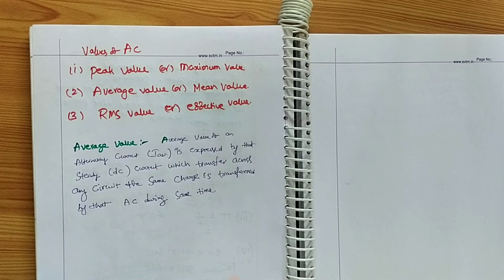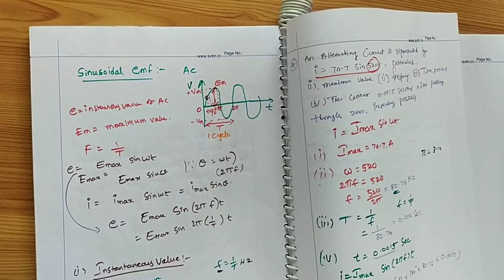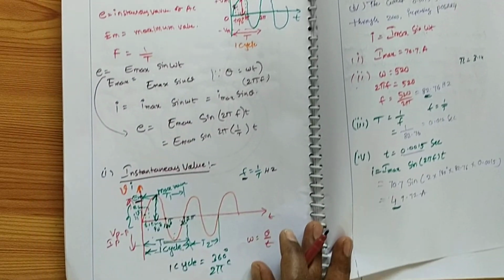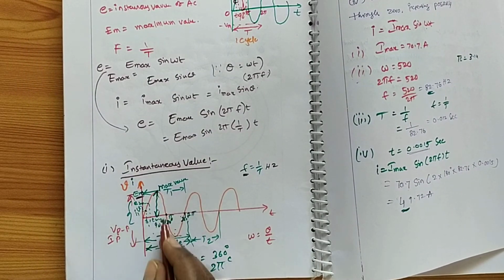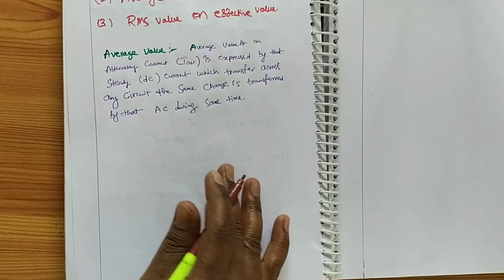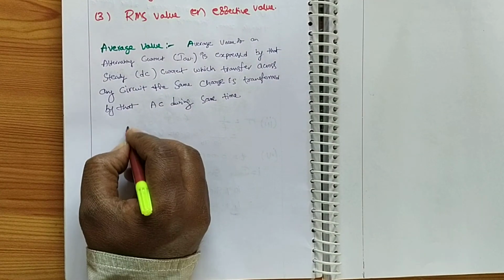Average value can be obtained as follows: the area of one cycle divided by the base length, that is the time period, of one cycle, is known as the average value.